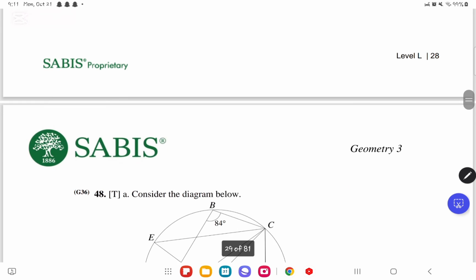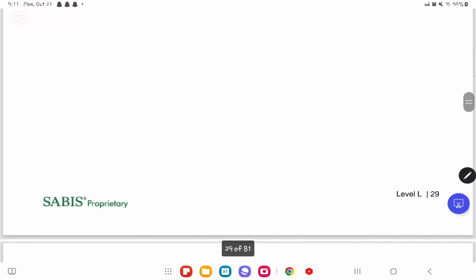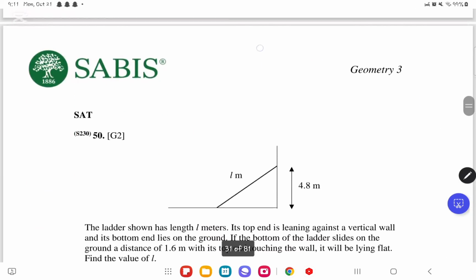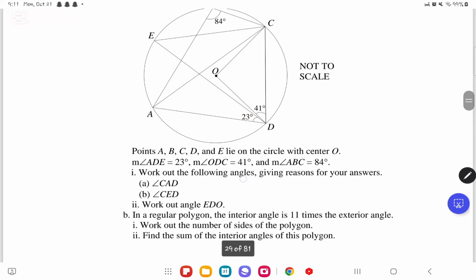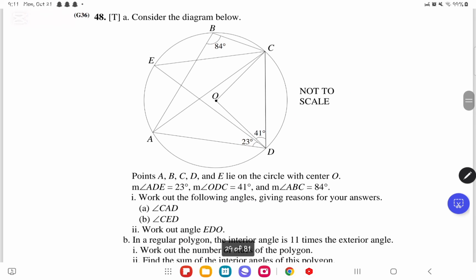Now that was question 47. We still have question 48, question 49. Then the stat questions and we're done. Okay? So we need to find the measure of angle CAD. Where's CAD? This is CAD.